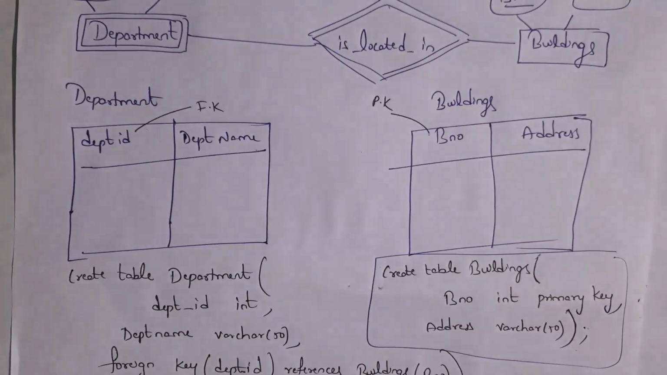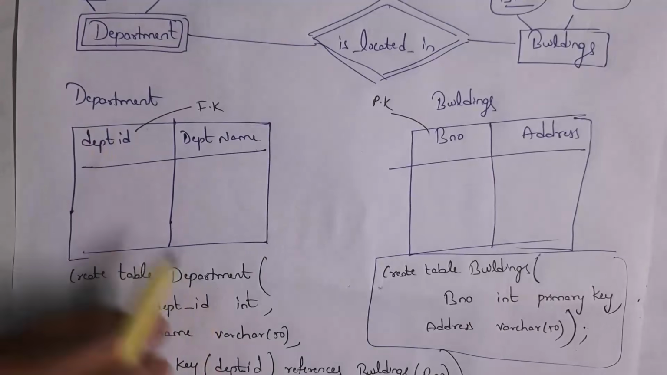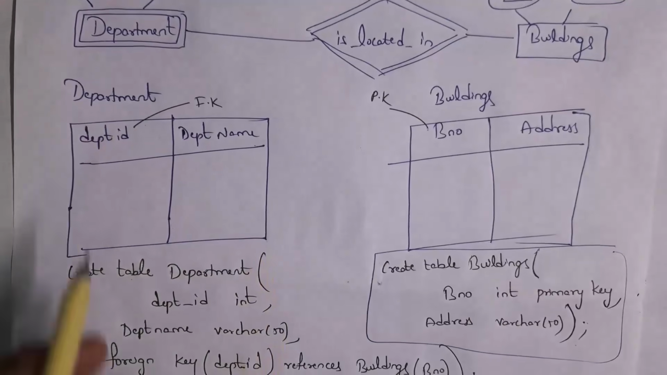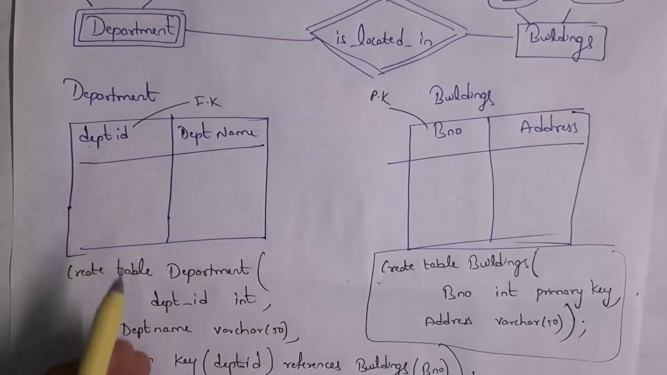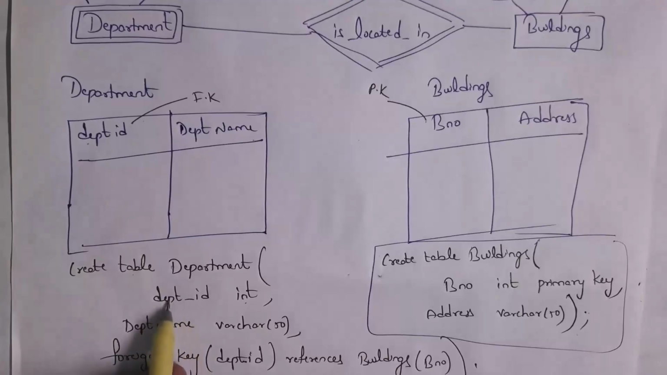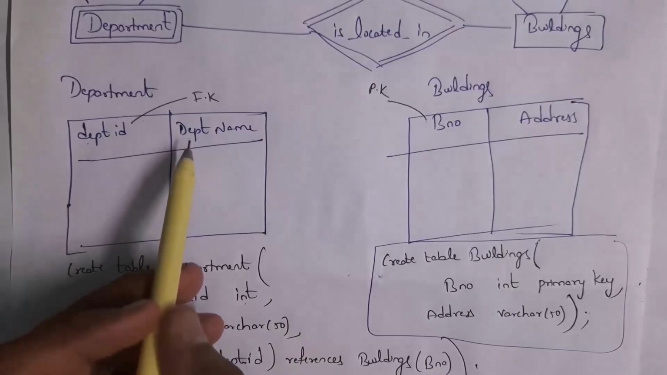Next we need to create foreign key table. So write here create table and table name, that is department, open bracket. First column is department ID. I want to enter ID like 1, 2, 3, 4, and so on. So write here department ID, data type, that is int, comma, next column is department name.